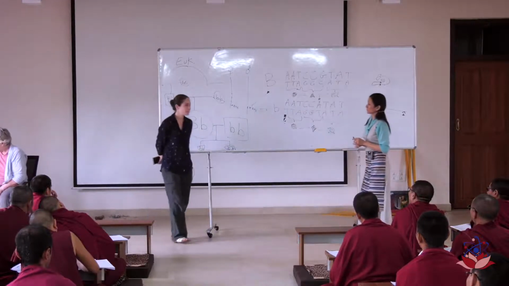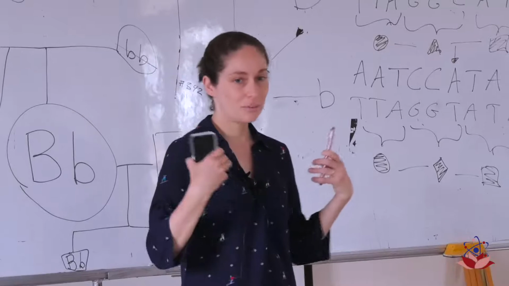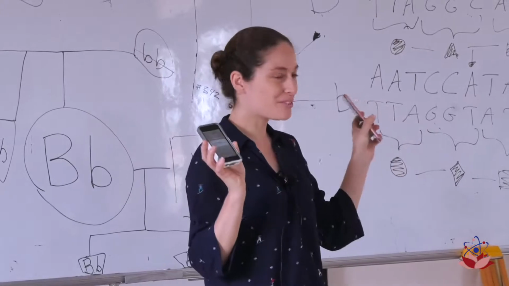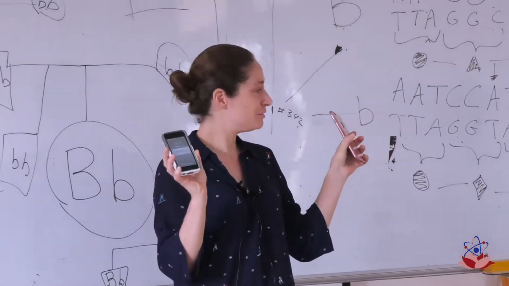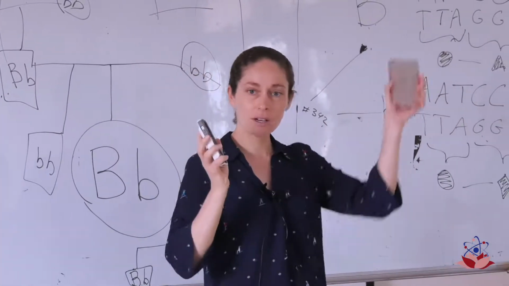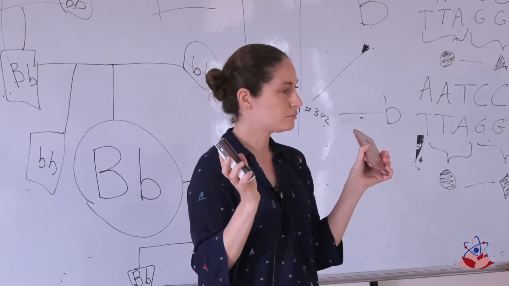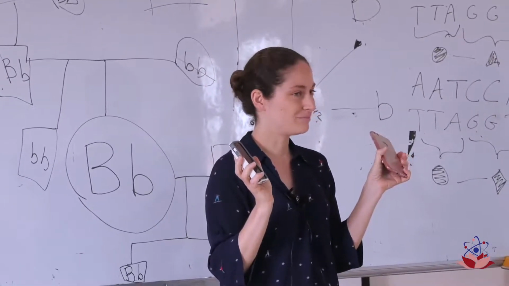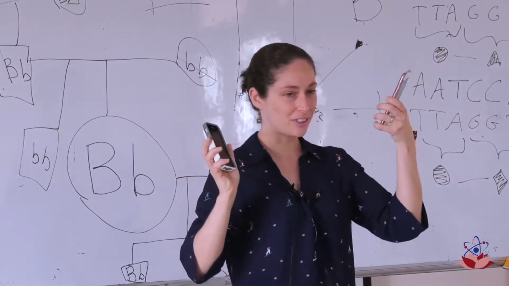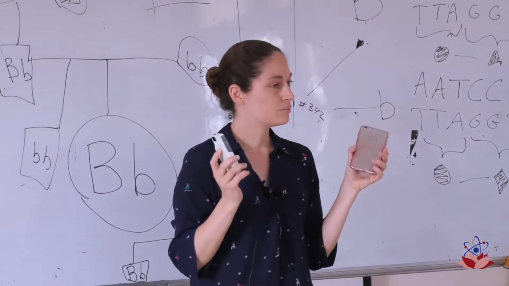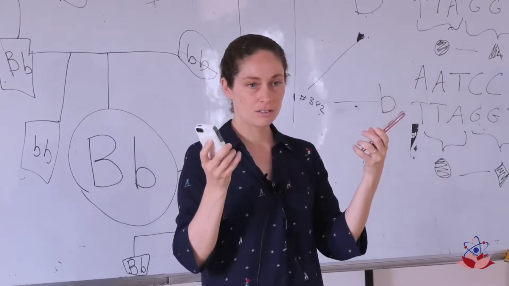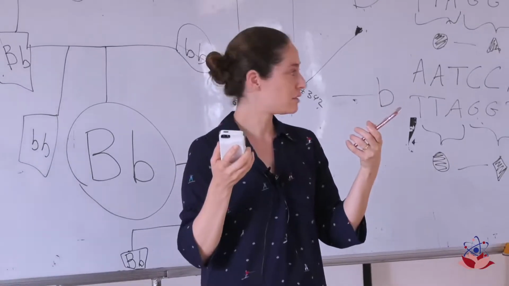Let's use an analogy. When I was created, I got a cell phone from my mom and a cell phone from my dad. Same gene, but one copy from each parent. I got the small cell phone allele from my mom and the large cell phone allele from my dad. One gene, two copies, two alleles.